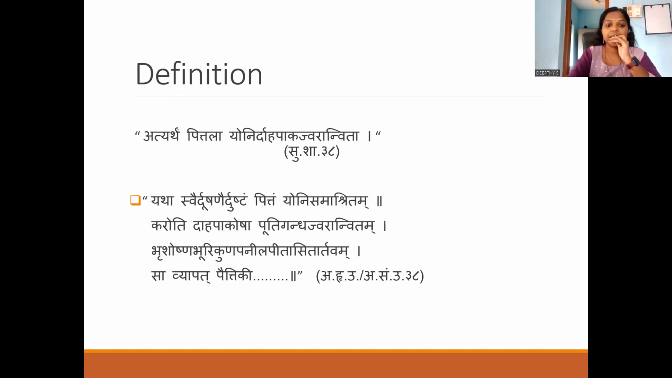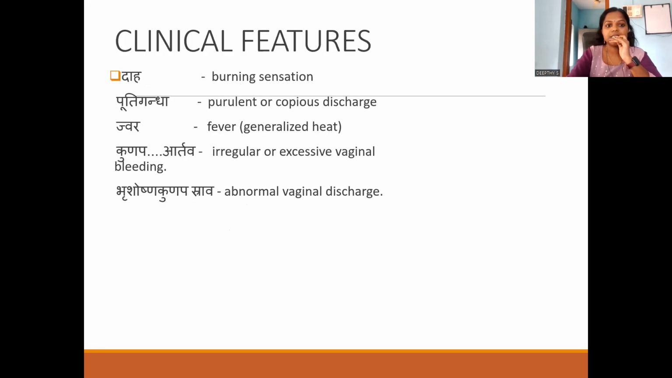Sushruta Acharya said that Pittala Yoni: Daha, Paka, Jwaranida. Almost the same symptoms are described by Sushruta Acharya. Charaka Acharya has also mentioned this disease, and almost the same Lakshanas are seen. So the clinical features are almost similar to acute pelvic inflammatory disease.